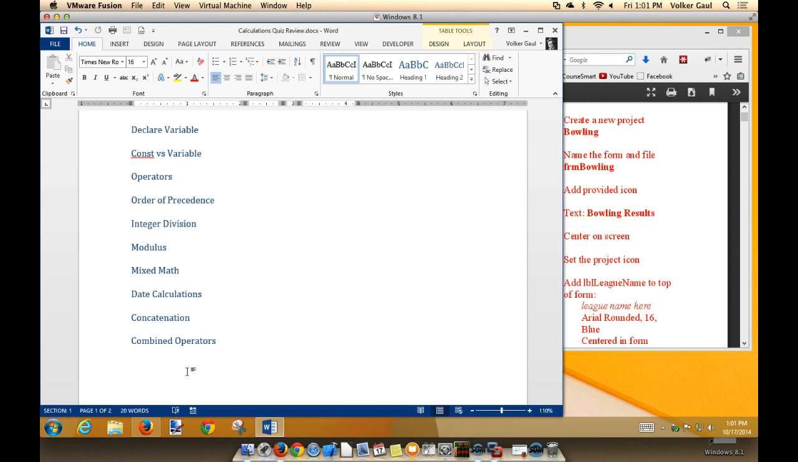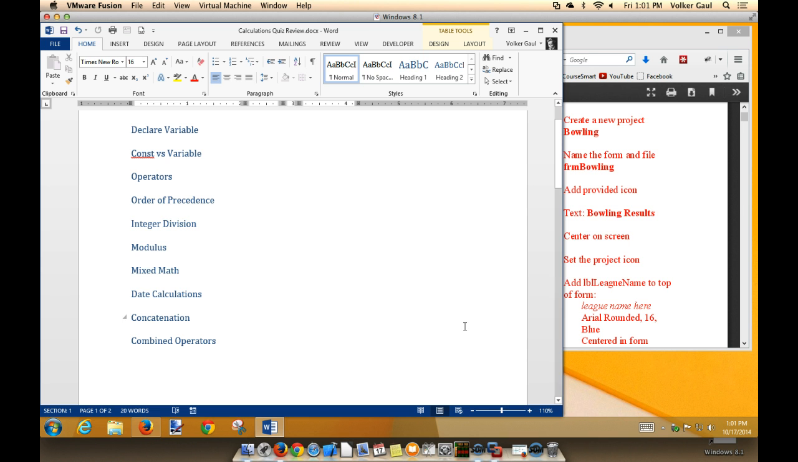And finally, the combined operators, those are the plus equals, plus plus, minus minus. What do they mean? And in the last class, I asked the students, where did these come from? And Matt's answer was, the devil. True enough, came from my notes.